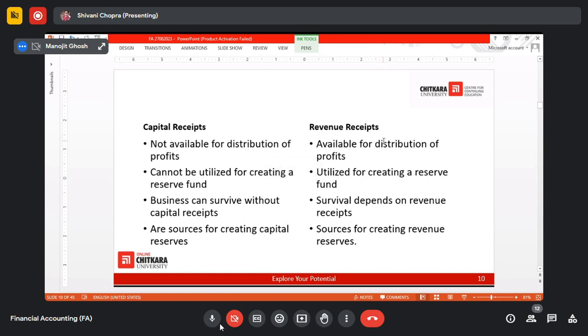Exactly. Revenue receipts are an indication of the operating activity of the business. They indicate how well the business is performing its operating activity. And thus, it's the revenue receipts which are indicative of the efficiency of the assets being used by the firm. Okay. So if a business is having heavy capital receipts, what does that mean?